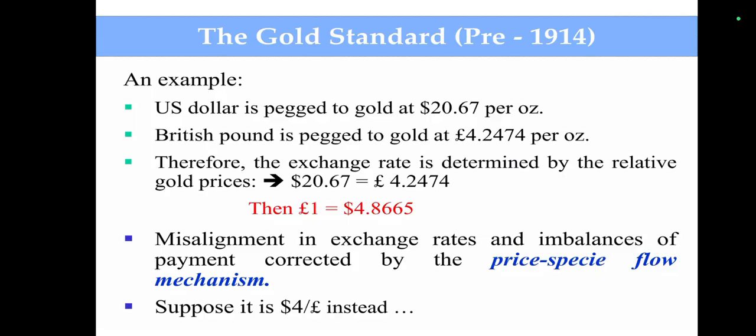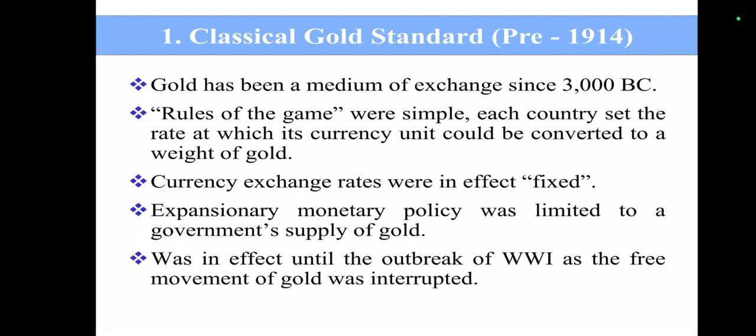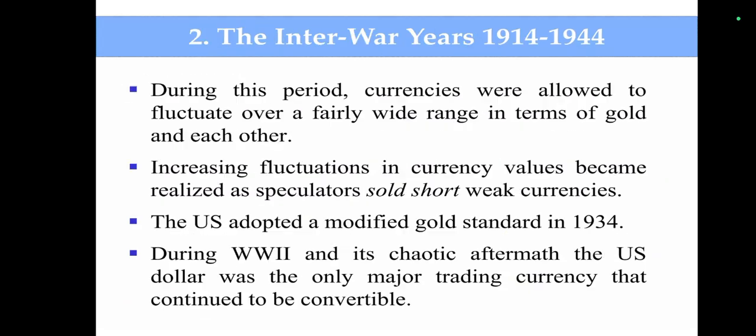Here in the second, you can see per ounce the cost is 4.2471. On the basis of the weight of gold, the exchange rate was determined, and that was in effect until the outbreak of World War One, as the free movement of gold was interrupted. So that was pre-1914, but when the World War started, you can see here the interwar years.